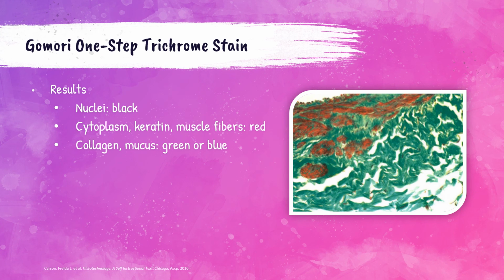When a tissue has been stained with the Gomori one-step trichrome stain, nuclei will be black in color. Cytoplasm, keratin, and muscle fibers will be red, and collagen and mucus will be green or blue in color. The photo on the right-hand side of the slide shows a large vein section that is stained with the Gomori one-step trichrome stain. Instead of using the aniline blue, light green was used. In this stain, you can see that the bright red color is the smooth muscle present, and the green color is the collagen fibers that are present within the tissue section.